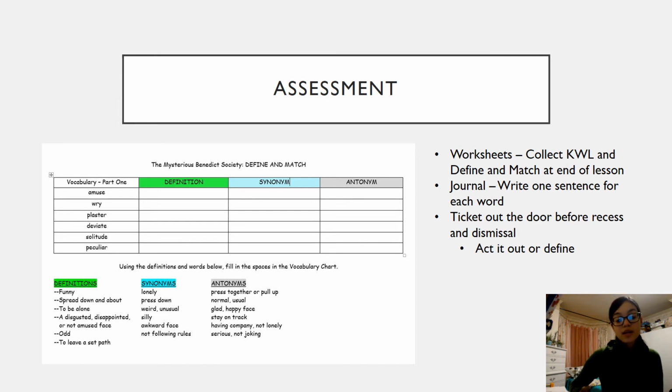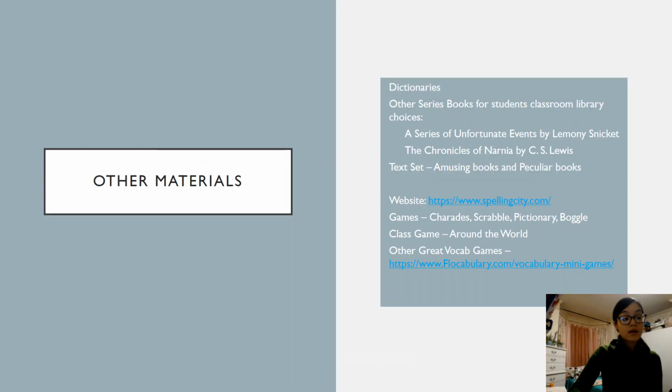Related materials and resources are dictionaries, which should be in every classroom, and other series books for them to read during their independent reading time, such as A Series of Unfortunate Events by Lemony Snicket, The Chronicles of Narnia by C.S. Lewis, and the other books of The Mysterious Benedict Society by Trenton Stewart. It is a series. You can also set aside books that are amusing, just to use that word, amuse and peculiar, books that you think are funny, and books that you think have odd scenes or odd characters in them.